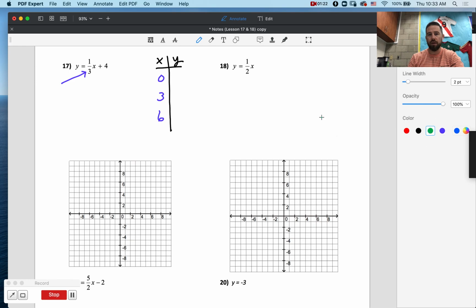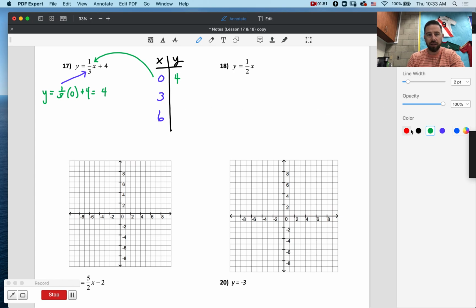Okay, so let me show you how this works now. What we're going to do is do the same thing that we did before. We're going to plug in 0 right here for x. So what you get is y equals 1 over 3 times 0 plus 4. Okay? And anything times 0 is 0. That's why we love picking 0. So 1/3 times 0 is 0, plus 4 is 4. So this guy here is 4.